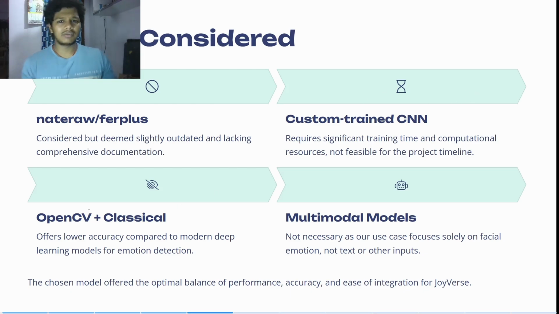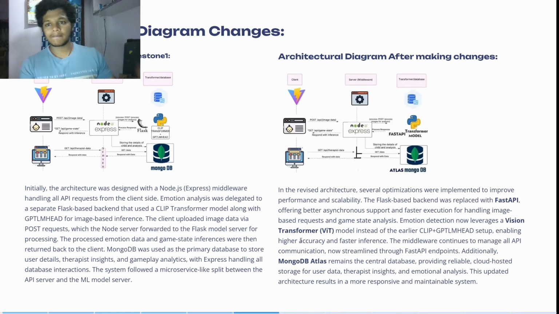Classical OpenCV is a Python module, I guess. But the problem is it offers lower accuracy compared to the modern deep learning models for emotion detection. So yeah, the chosen model offers the optimal balance of performance, accuracy, and ease of integration for our drivers.